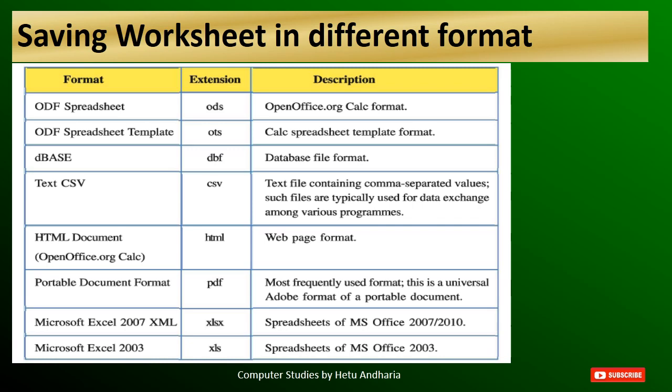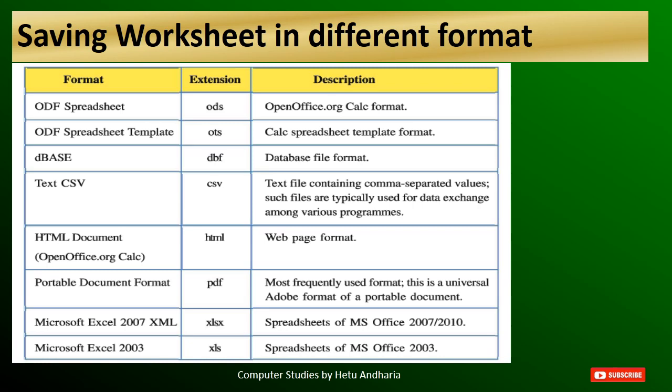If you want to save a file in ODF spreadsheet format, then the extension will be ODS, and the description of that is openoffice.org Calc format. If you want to save your file in ODF spreadsheet template, then the extension will be .ots, and that means Calc spreadsheet template format. If you want to save your file as database, DBase, then the extension is .dbf, and that means database file format. If you want to save your file in a format of text CSV, then the extension will be .csv. Now, as far as the description of this is concerned, it means text file containing comma separated values.